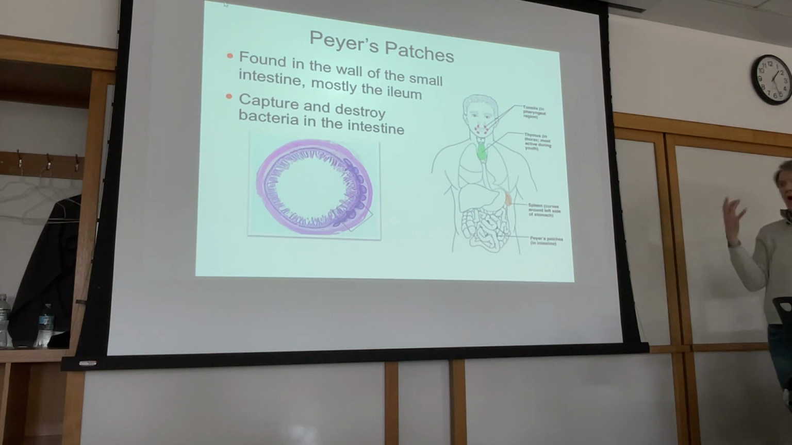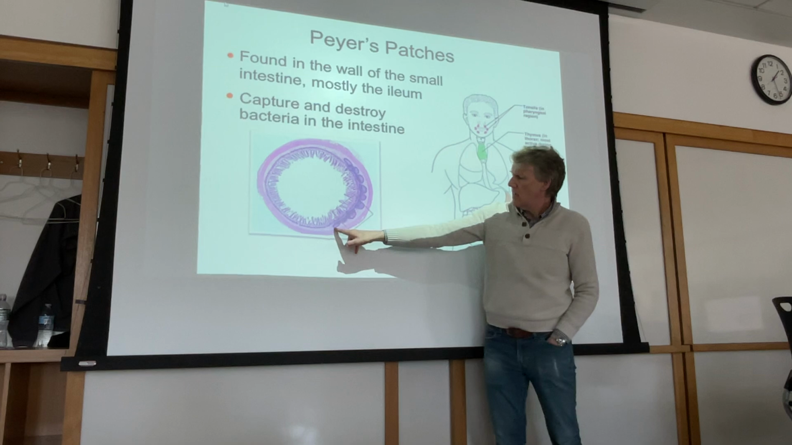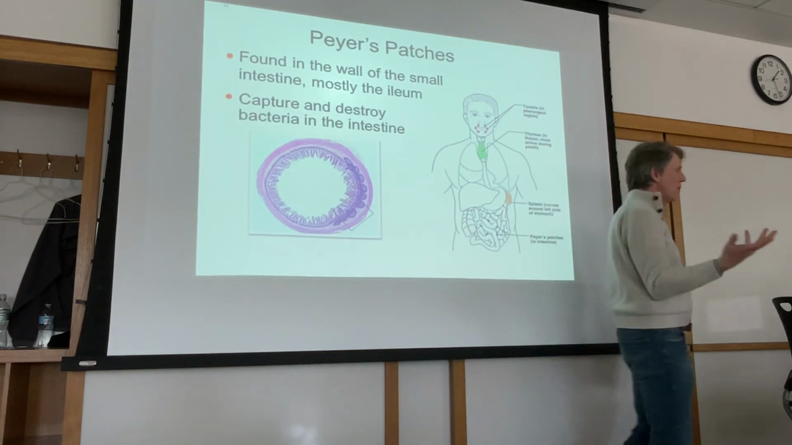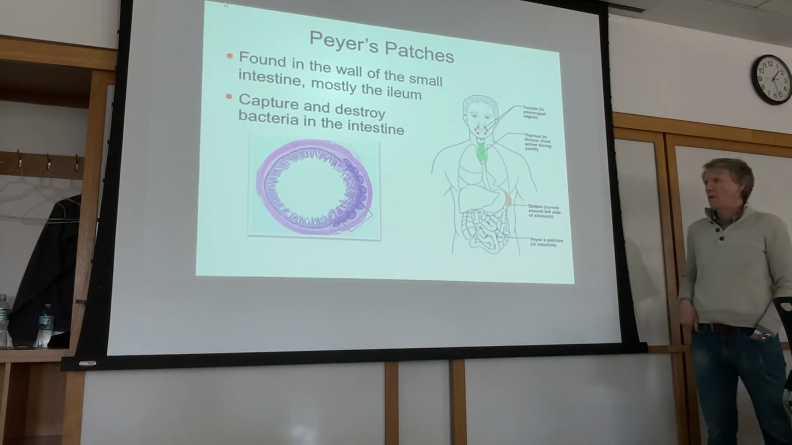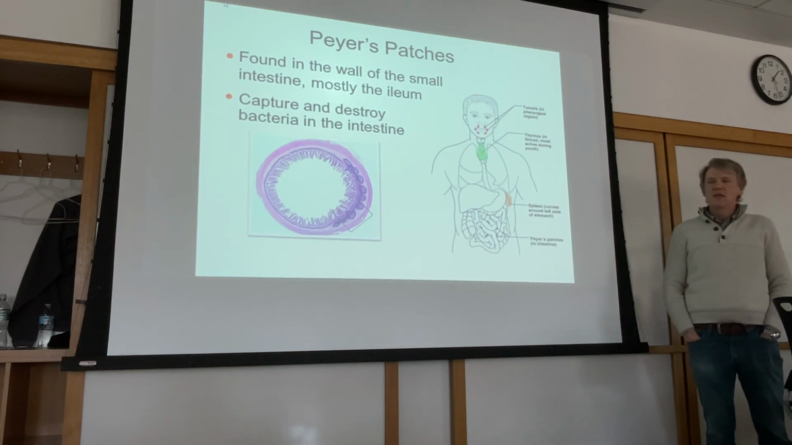If you did a cross section of the wall of the ileum like this, you'd see these round purple structures, and those are the lymphatic nodules that are referred to as Peyer's patches. Again, I don't really have a good model to show you, but it's there. Again, it's there for a purpose.